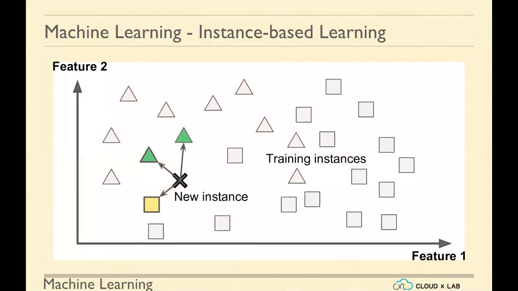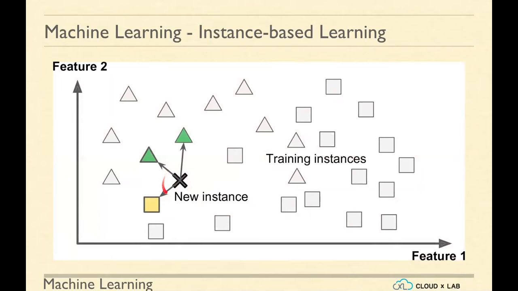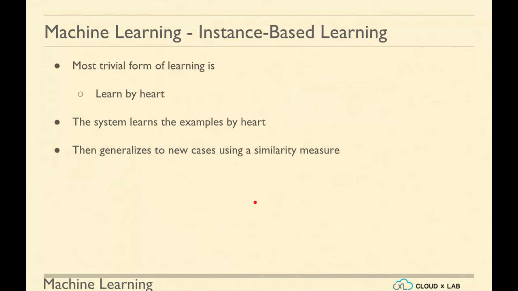Let's take a look at this example. Imagine that there is a system which has marked the labels as squares and triangles. A new instance comes in, it compares whether the new instance is closer to this or closer to this or closer to this. And based on that, it gives the outcome. So the instance-based learners or algorithms are most trivial, and basically they learn by heart.